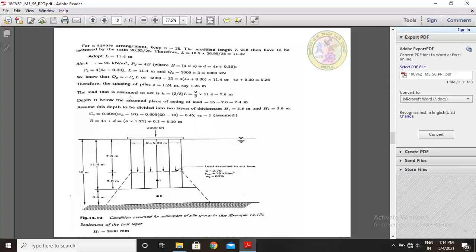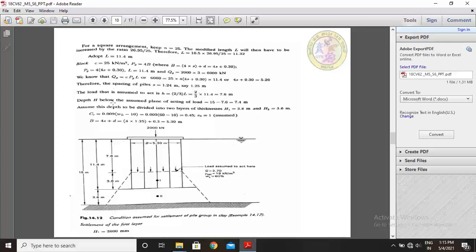The load that is assumed to act is at H equal to 2/3 L. The load is assumed to act at 2/3 of its length. So H equal to 2/3 L, so 2/3 into L is 7.6 meters. So this is from here to here, 7.6 meter. Load assumed to act here. Okay.